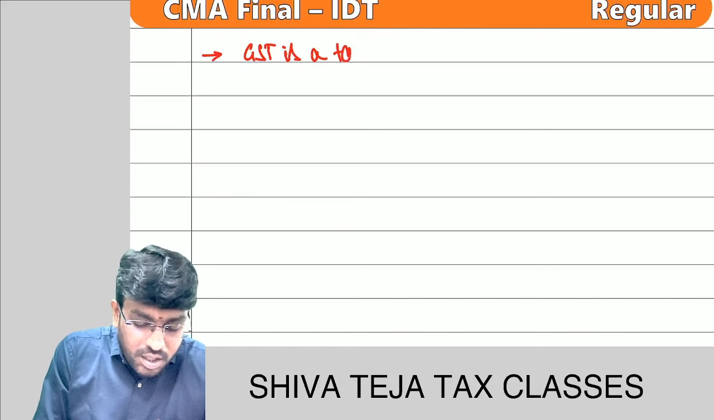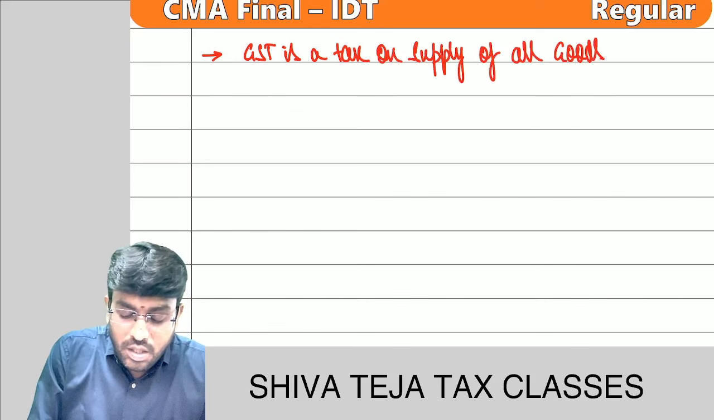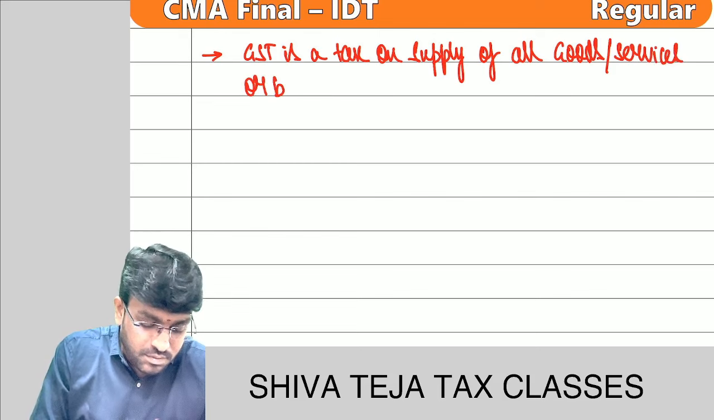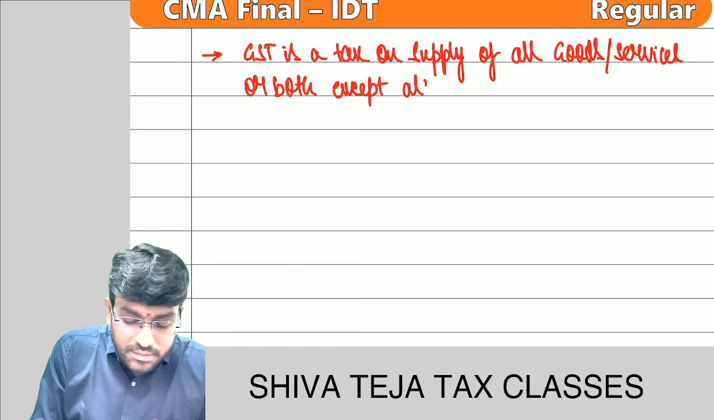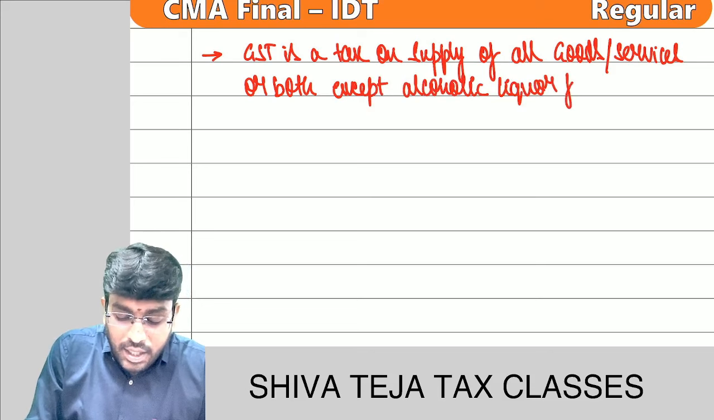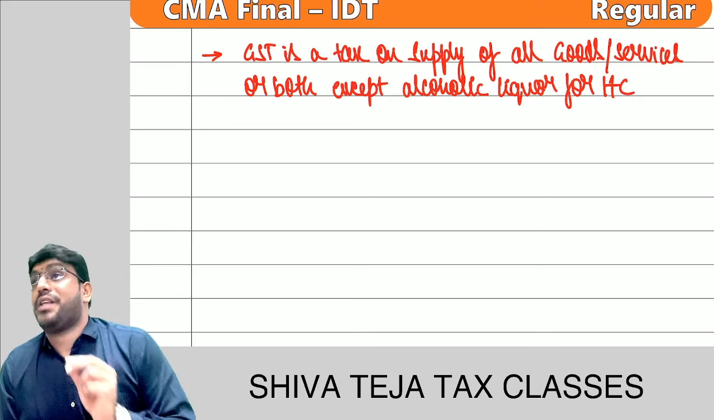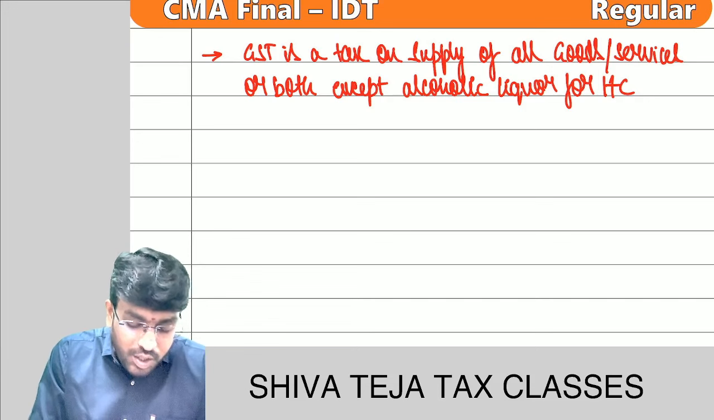GST is a tax on all goods or both, except alcoholic liquor. Correct? This much language already we know. Friends, correct or not? Yes, now tell me, what is the meaning of this word called goods?